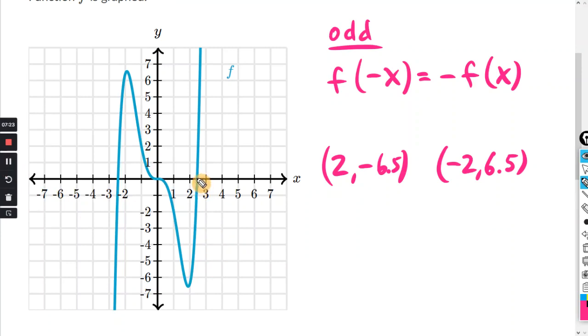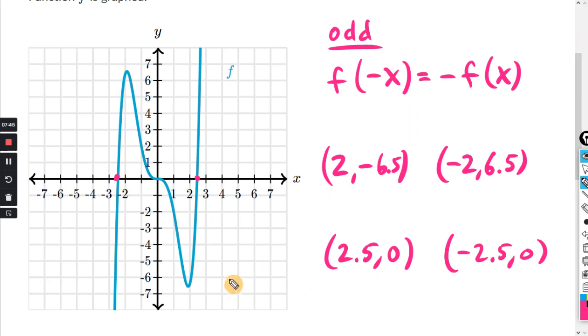All right, right here, if we go to x equals 2.5, the y-coordinate is just 0. Okay, if we trace that to the y-axis, it's 0. Now let's see, if we go to x equals negative 2.5, it is also at 0. Okay, 0 and negative 0, same thing.